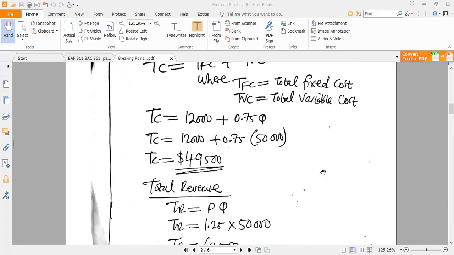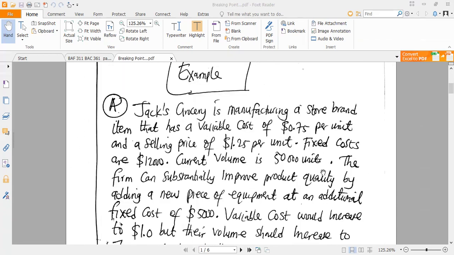The question here says Jack's Grocery is manufacturing a store brand item that has a variable cost of 0.75 per unit and a selling price of 1.25 per unit. Then the fixed costs are $12,000. That's the fixed cost.